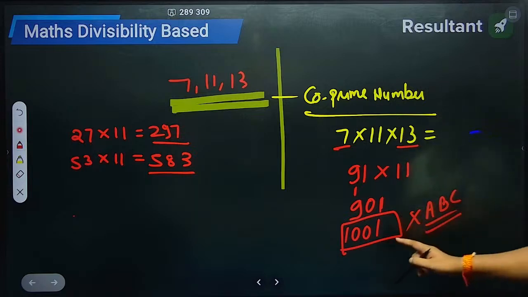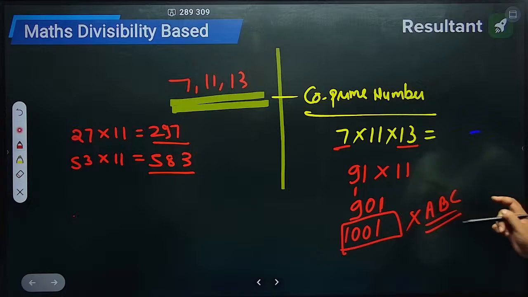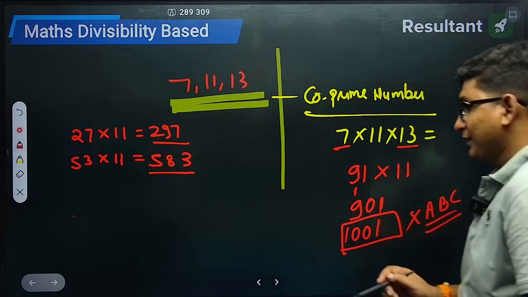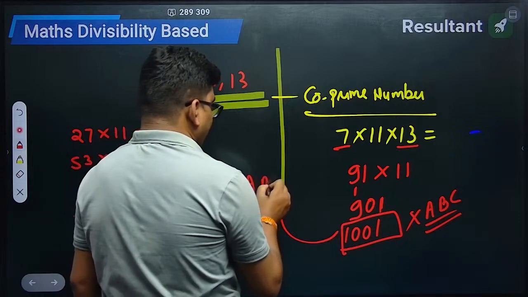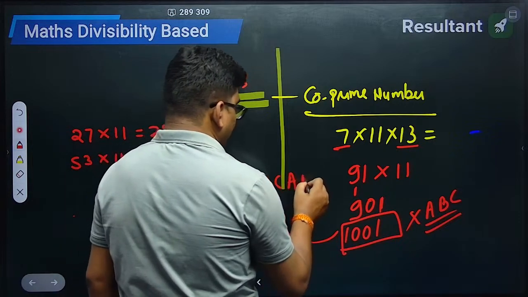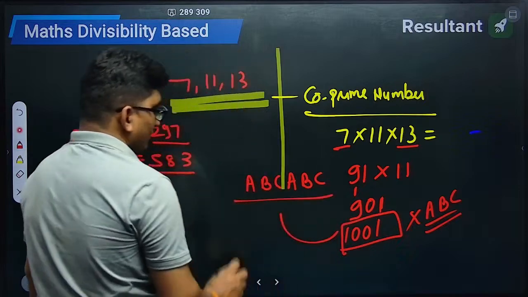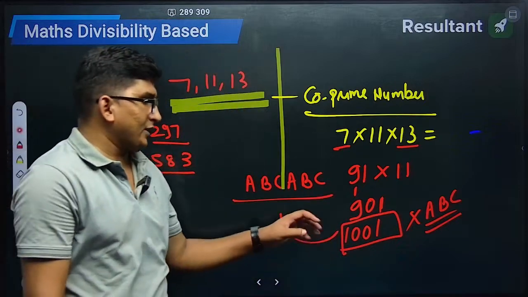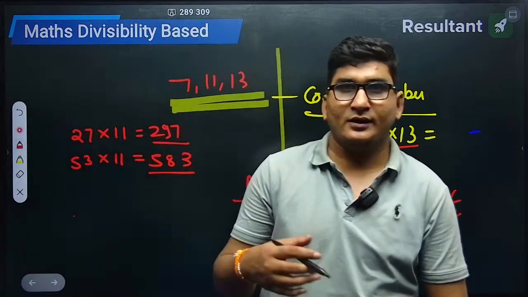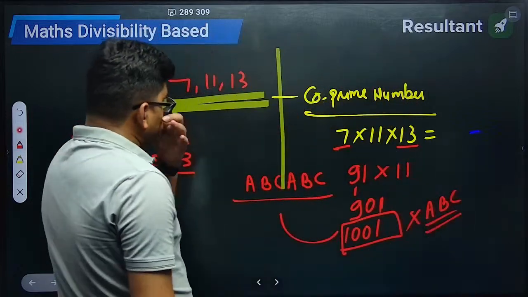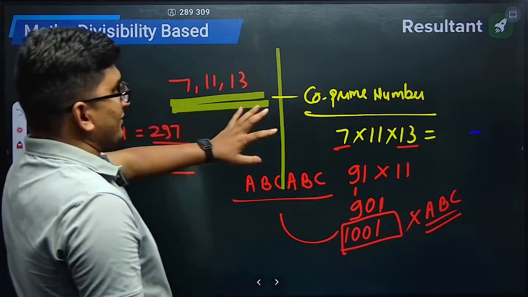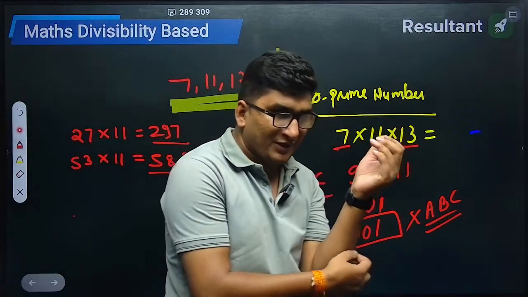Now if you multiply any 3-digit number ABC with 1001, what does it become? It takes the form ABC ABC. Correct? Yes or no? The number ABC is written 2 times. So this is the combined concept of divisibility of 7, 11 and 13.